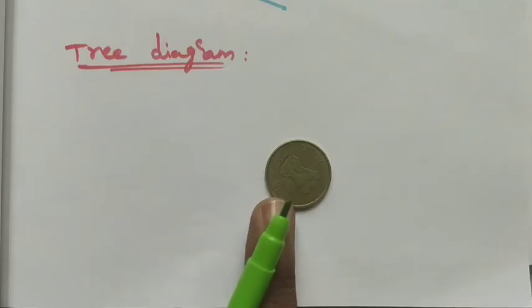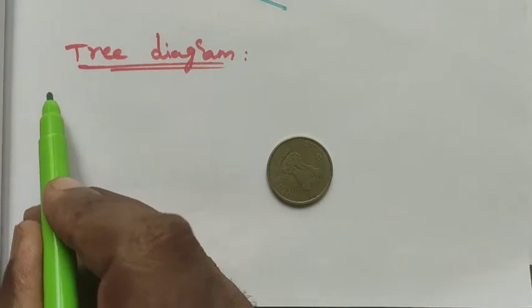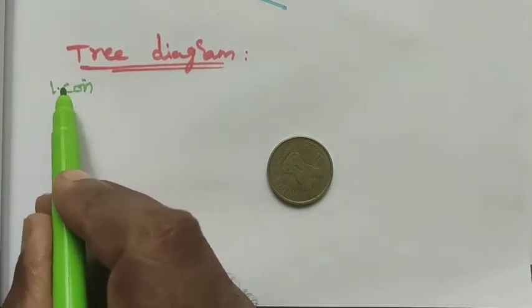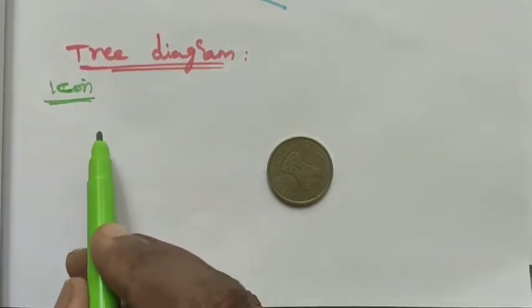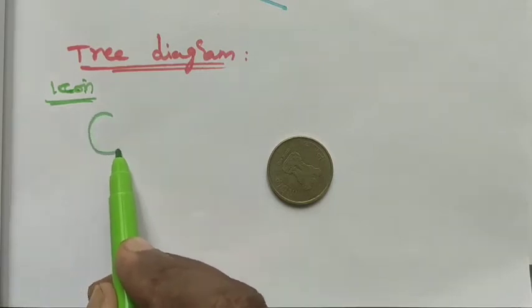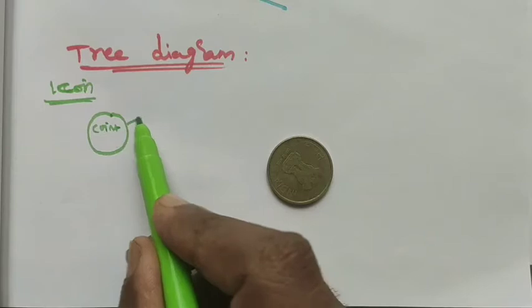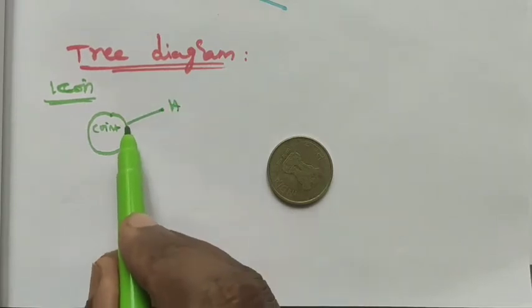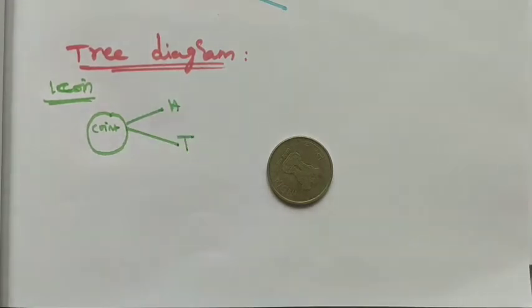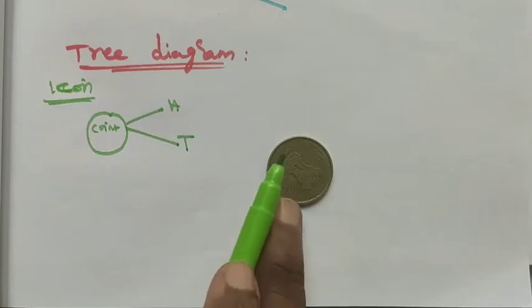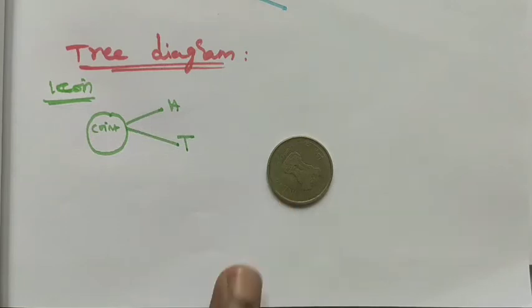Next we draw the tree diagram for a coin. For one coin, we have the tree diagram. This is the coin. Then we have the tree diagram as head, and another one is tail. This is the total possible outcomes for a single coin.